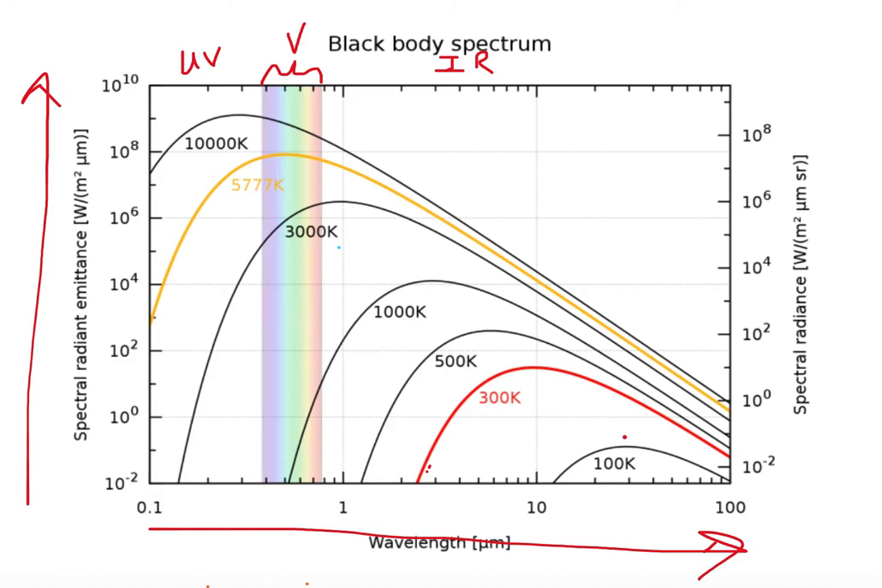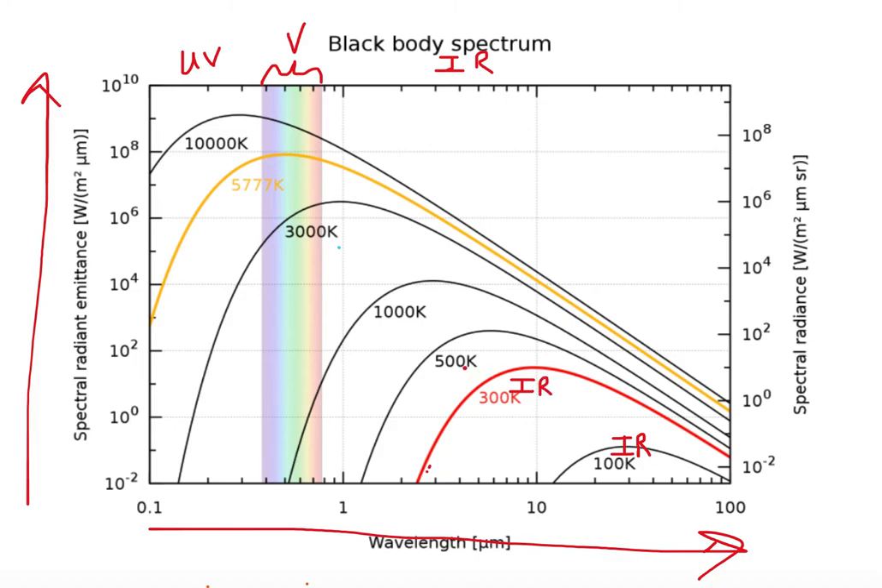It's only emitting in the infrared. So an object that has a surface temperature of 100 Kelvin, you would not be able to see any visible light coming from it because it doesn't emit any visible light. It only emits infrared light. Same thing with the 300 Kelvin object. None of it crosses the Roy G. Biv, so once again, it's only emitting in the infrared.